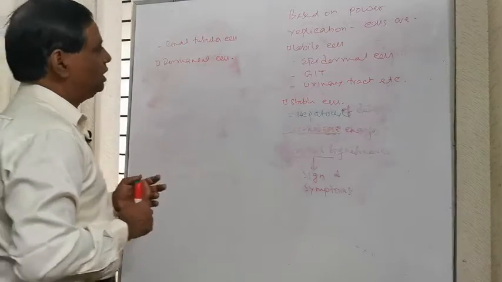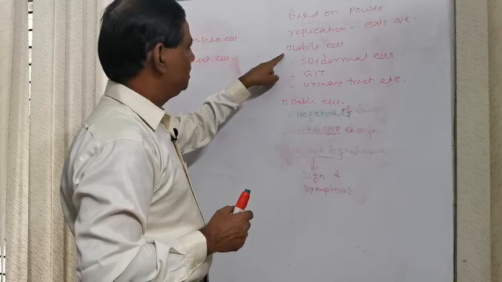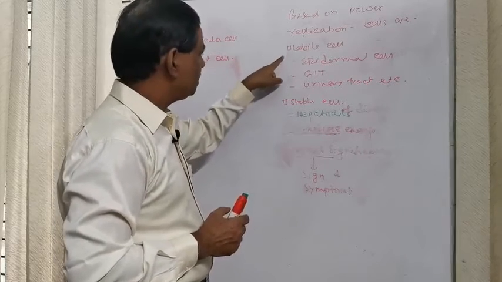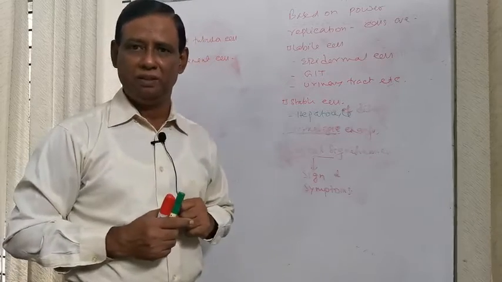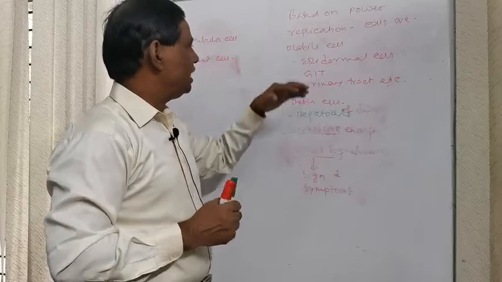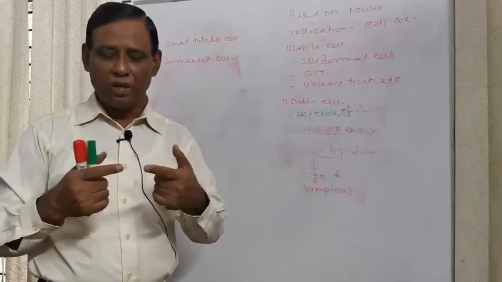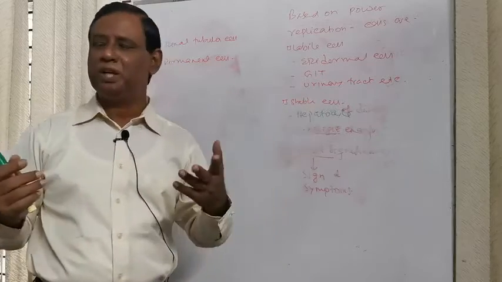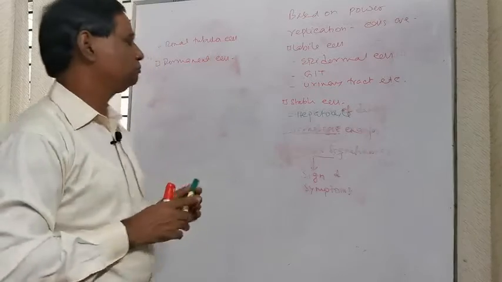Now we want to distinguish labile cell from stable cell. We can recall both have power of replication. Labile cell undergoes replication at a regular interval. It requires no extra stimulation. But stable cell has power of replication and replicates only when it is stimulated.